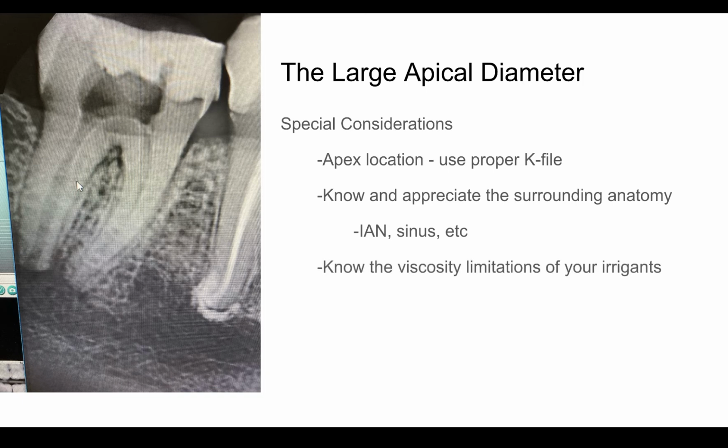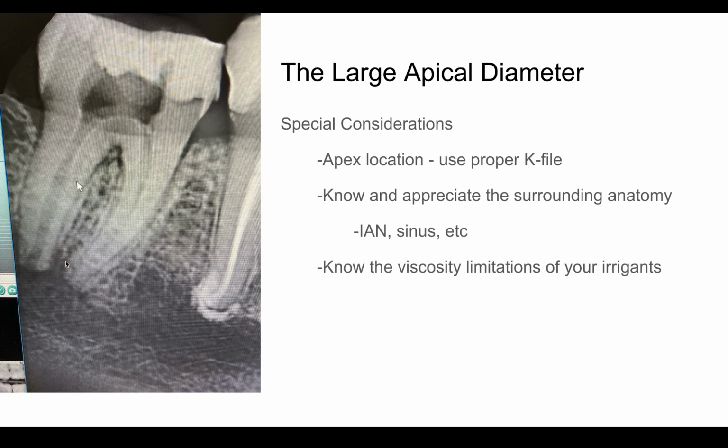It's also important to know the viscosity limitations of your irrigants. Sodium hypochlorite, which is the main irrigant in endodontics, is rather viscous. If you've ever touched it with your hand, it's rather sticky. High viscosity means that it's not very runny. It's the opposite of runny. In this case here, it's very possible that the size of the apical diameter is so large that the viscosity of the irrigant will not maintain the fluid in the canal.